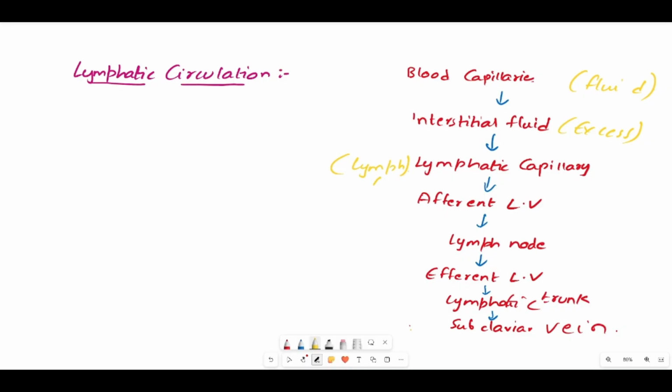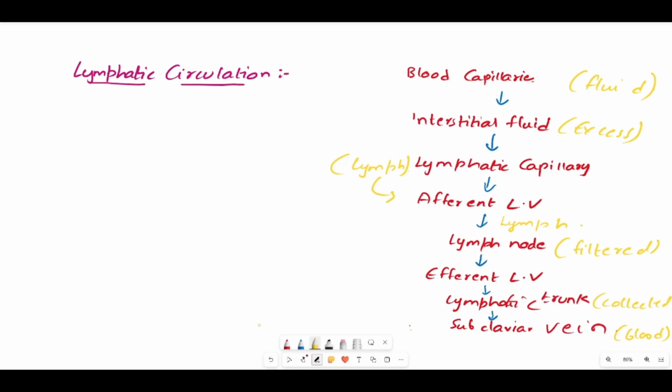Here this lymph will be entering into the afferent lymph vessels. From the afferent lymph vessels, the lymph will be flowing to the lymph node. In the lymph node, the lymph will be getting filtered. After filtration, it enters into the efferent lymphatic vessel. From here, it will be entering into the lymphatic trunk. That means here the lymph is actually collected. So that finally enters into the blood by reaching the subclavian vein.